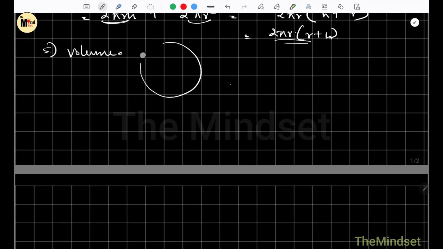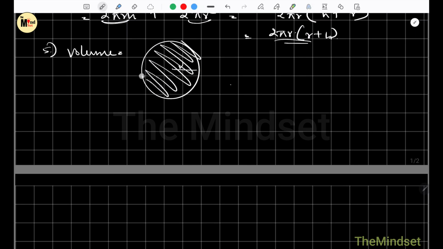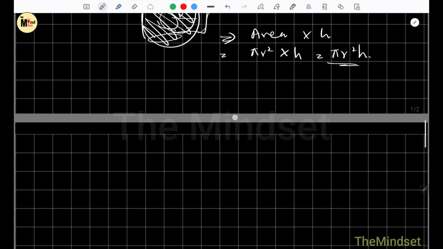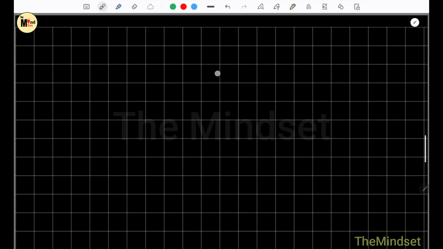So for volume, I am drawing a circle here. One circle's volume will be this much. That means this much I can put inside. And if I stack it like this to a height h, and multiply it with h, you will get the entire volume of that cylinder. So the area of that circle into h we have to do. So the area will be pi r square into h, which is equal to pi r square h. I hope you understood.